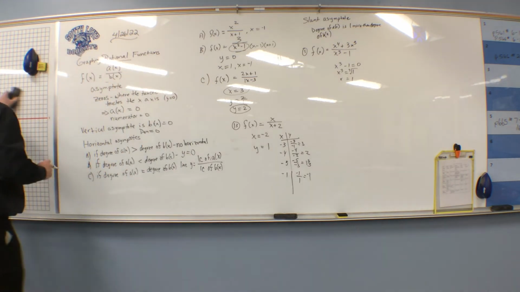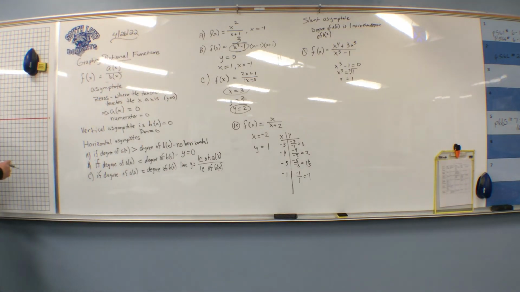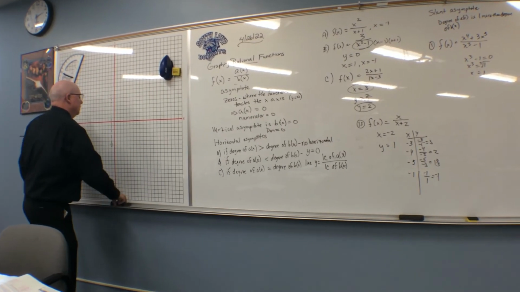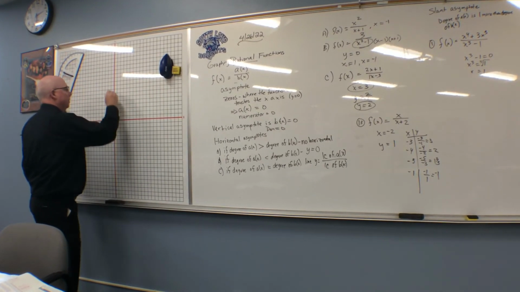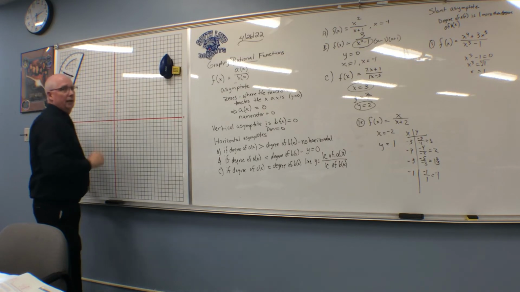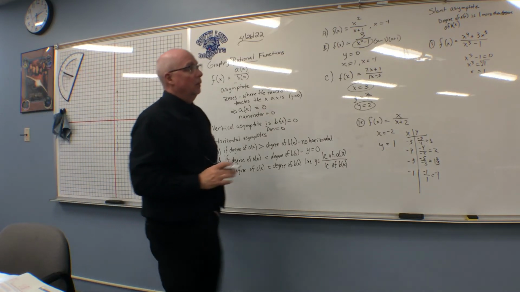So, right here, guys, is a vertical asymptote, right here. Nope, that's negative 1. Right here. Got it? Okay. We good?